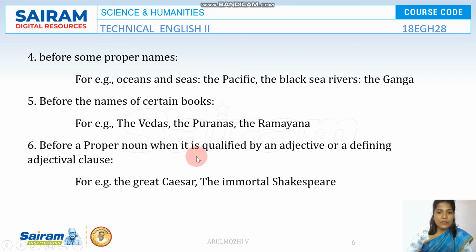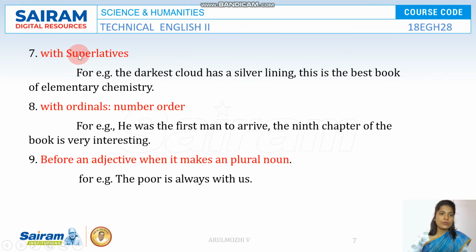Before a proper noun when it is qualified by an adjective or a defining adjectival clause, like the great Caesar. When a particular person's name is given a title, you can use the before it. The great Caesar, the immortal Shakespeare. Next one, before superlatives, you must use the. Take for example, this is the best book of elementary chemistry, the smartest, the hardest. With ordinals, with number order, you have to use the before it.